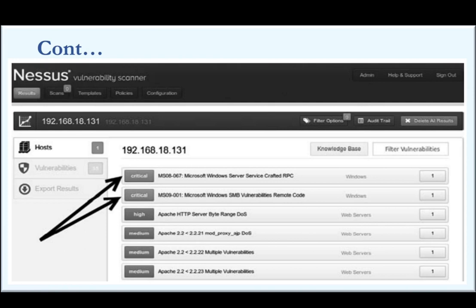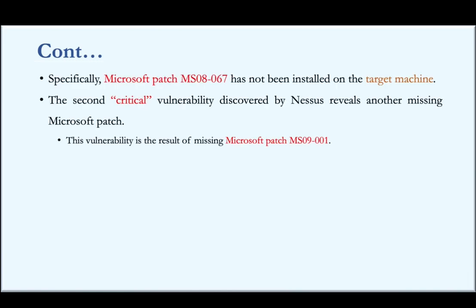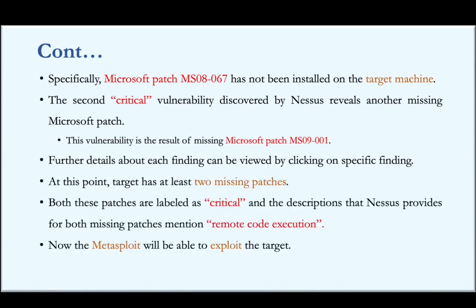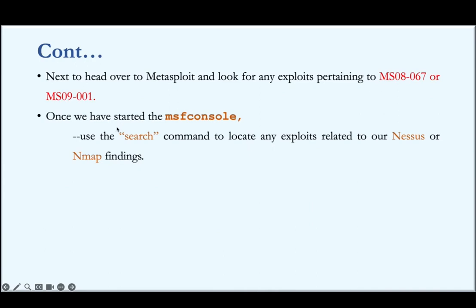So next, we head over to Metasploit and look for any exploits pertaining to MS08067 or MS09001. Once we have started the MSF console, then we use the search command. We use the search keyword command to locate these missing patches. So search these missing patches in the Metasploit modules.